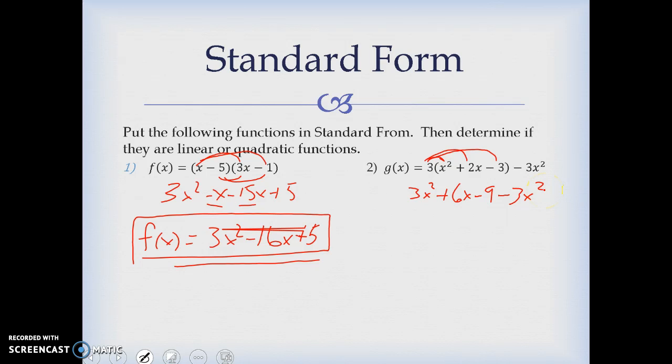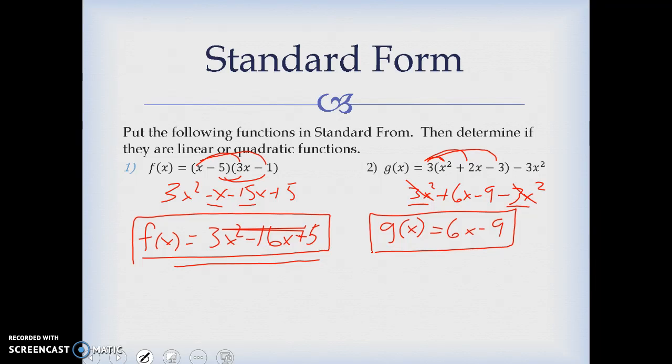But if I combine like terms, I will have a function 3x squared minus 3x squared. Those cancel each other out. And then we just have the 6x minus 9. So even though this function looked like it was quadratic at the beginning, it's really not a quadratic function. It's a linear function because the quadratic terms cancel out.